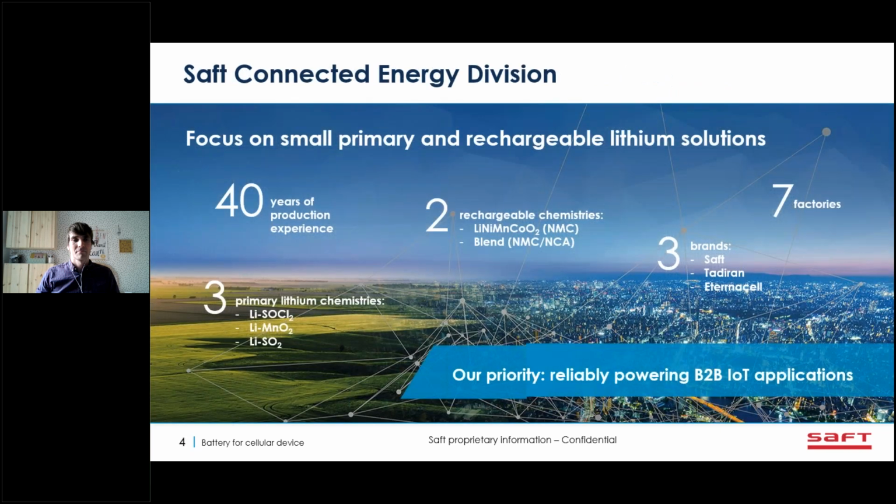Saft is organized into 4 main divisions. From my side, I'm part of the Connected Energy Division. The aim of this division is all small devices where battery failure is not an option. If the battery fails in the field, the device is lost. So this is similar to the loss of the device. So, many years of experience, many different chemistries in rechargeable and in primary, many different brands, and many different factories also.